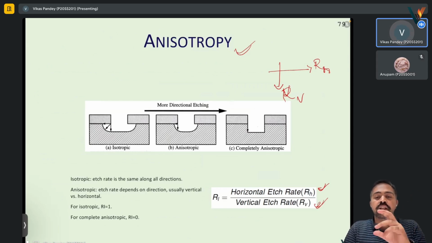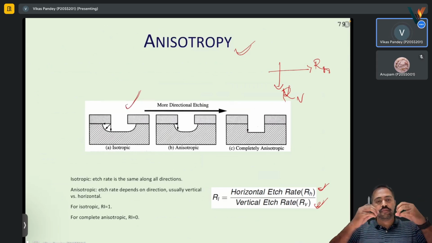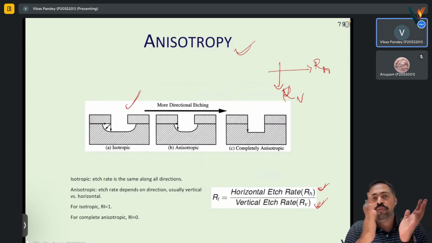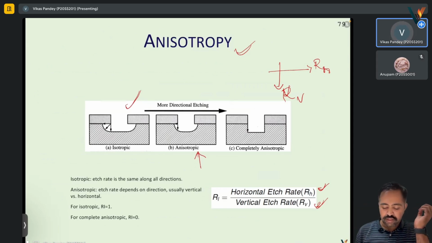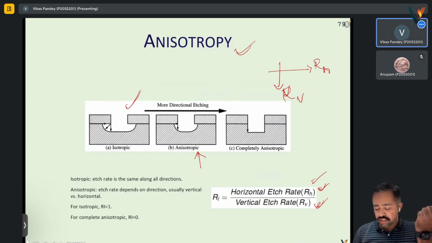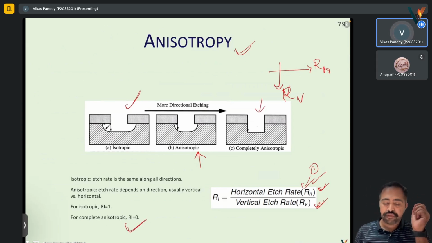So for isotropic etching, that is uniform etching in all the directions, it will be 1. That is, horizontal and vertical are the same, so we are getting a circular kind of pattern. Then for somewhat anisotropic, it will be between 1 and 0. If you see this pattern, it is anisotropic but not perfect, because some undercut is still there. But for a completely anisotropic etching, the horizontal etch rate is 0, and that gives us the anisotropy as 0, and we will get a perfect structure like this.